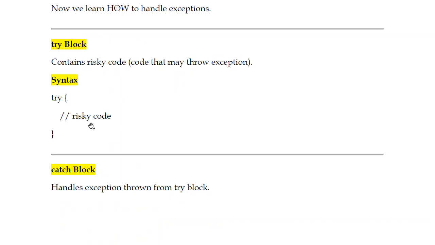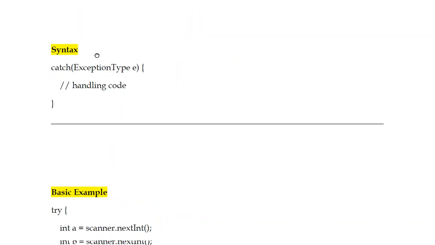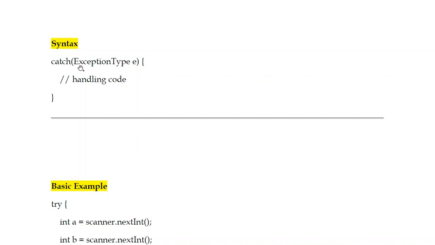So the catch block handles the exception thrown from the try block. This is the syntax. The exception is thrown by the try block, and now the catch block is going to catch it. So catch of exception type E.